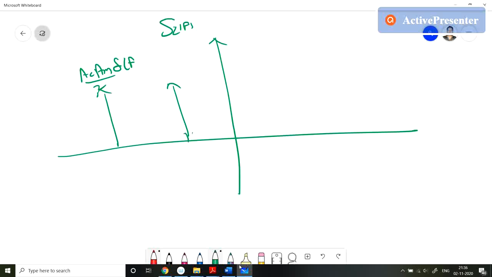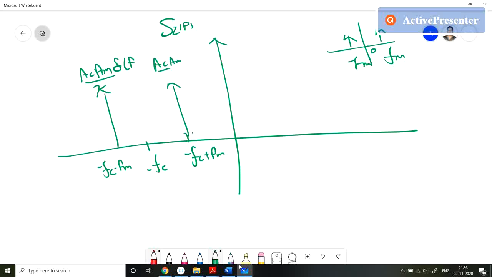So one is shifted at minus Fc. This Fm is shifted at minus Fm plus Fc. That original signal we have, this is Fm, this is minus Fm, so it is shifted at minus Fc. This is minus Fc minus Fm. This is minus Fc plus Fm, and here we have AC AM by 2 del F minus Fc plus Fm, and here we have F minus Fc minus Fm.